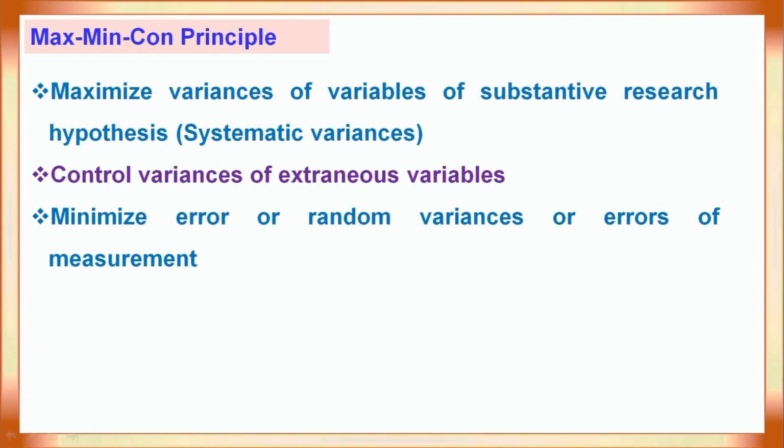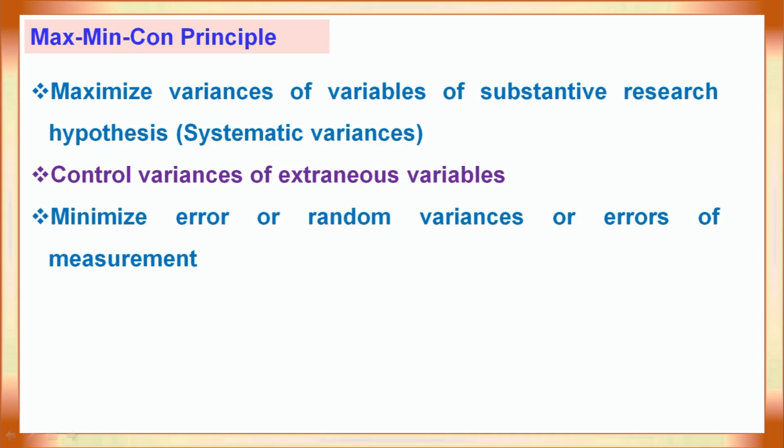Now, this effect size will be larger only when the conditions you are assigning, the independent variable or the treatment which you are using, have the chance to clearly show their effect. So, this first principle is telling you that the researcher's first aim should be to maximize the variance of the variables of the substantive research hypothesis. Hypothesis means it is the statement of relation between variables.